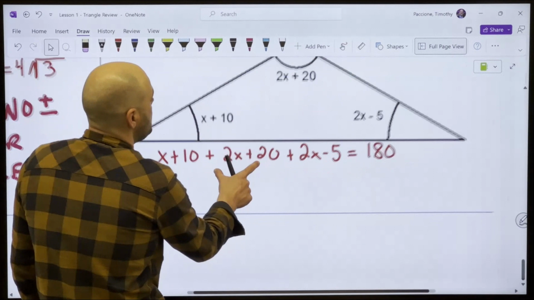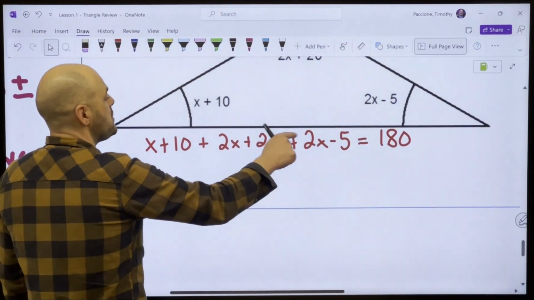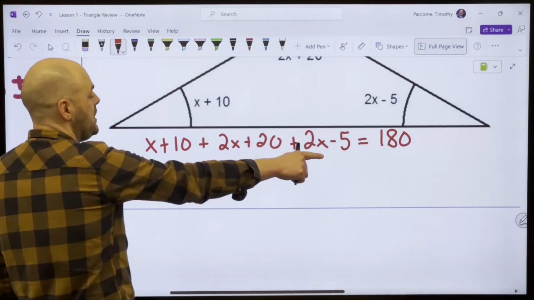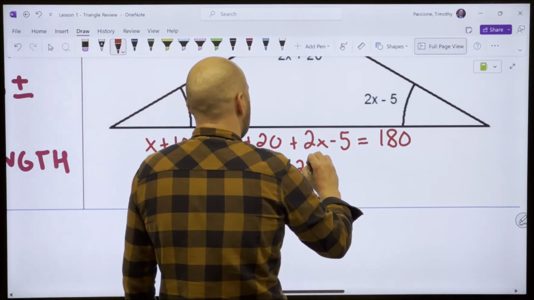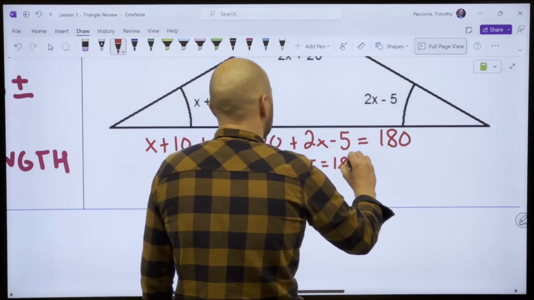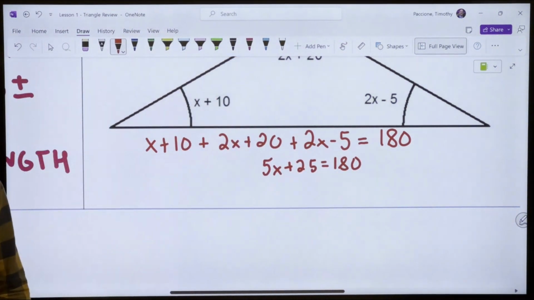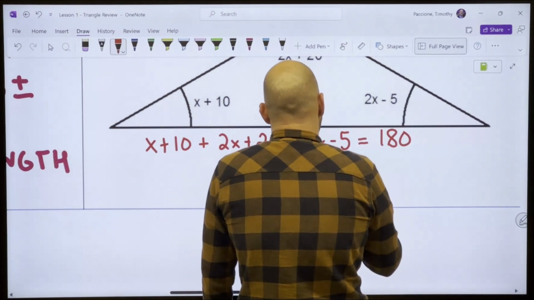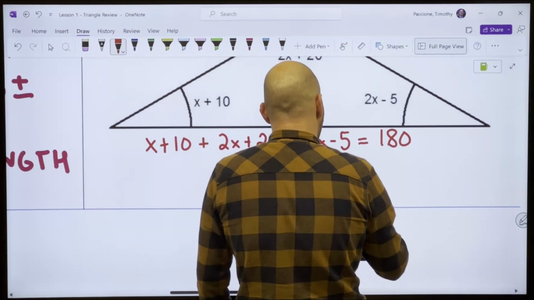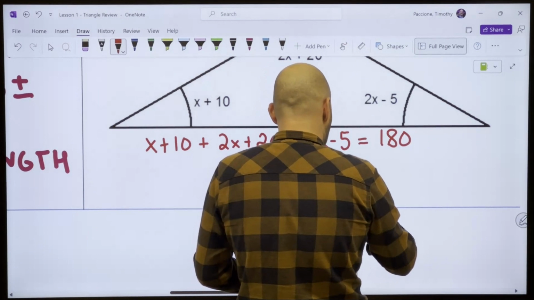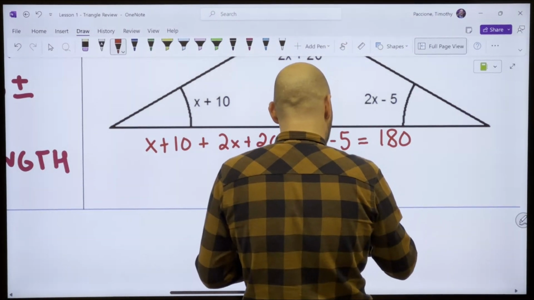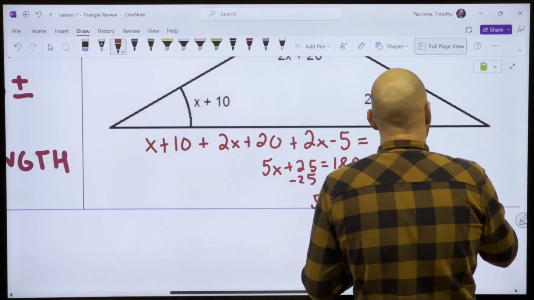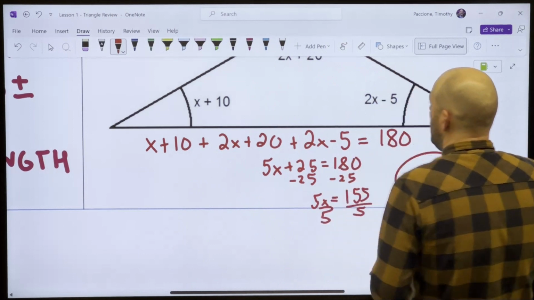Find those like terms. X, 2x, that's 5x. 10, 20, minus 5, plus 25 equals 180. Solve for x. Minus 25, divide by 5. 5x equals 55. Divide by 5, divide by 5. X equals 31. Wow, perfect.